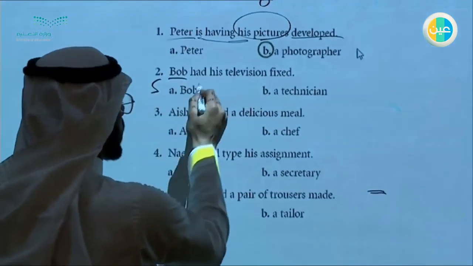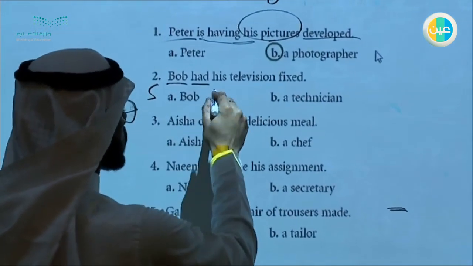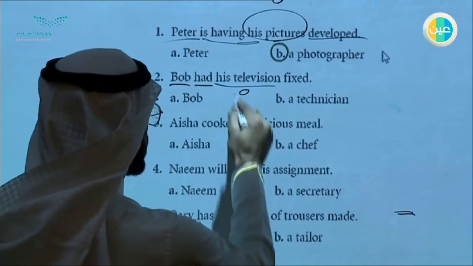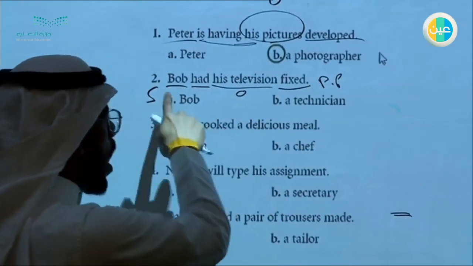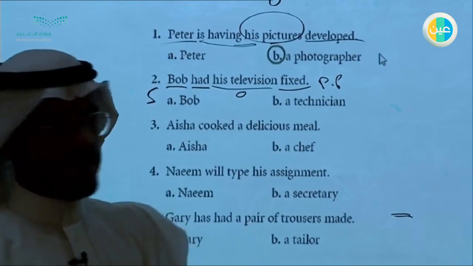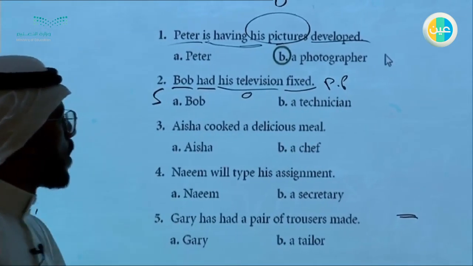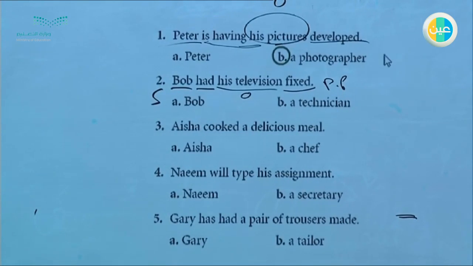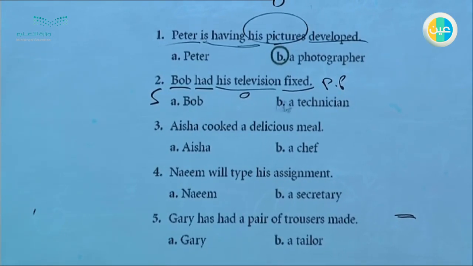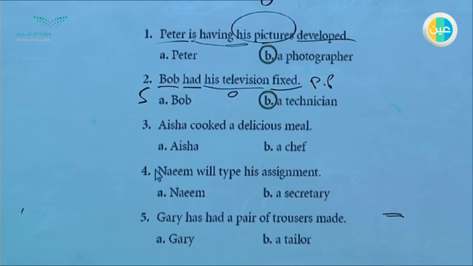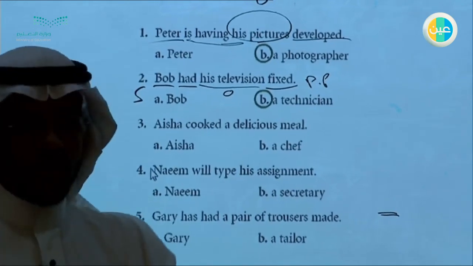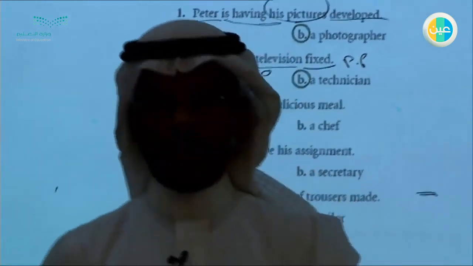Number 2, Bob had his television fixed. Bob, this is the subject, had. And his television, this is the object. The verb is past participle. So Bob didn't do this action. Bob had his television fixed, by a technician. Okay. Now I hope that's clear. So thank you very much for watching.